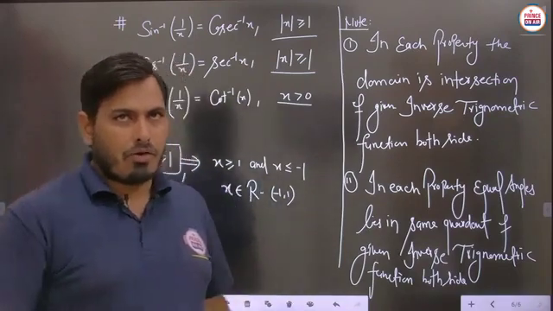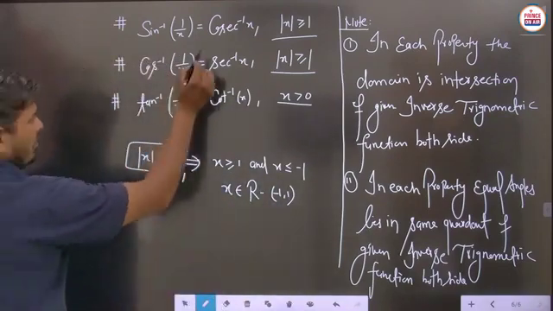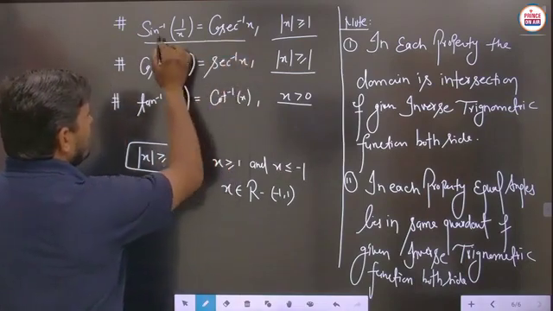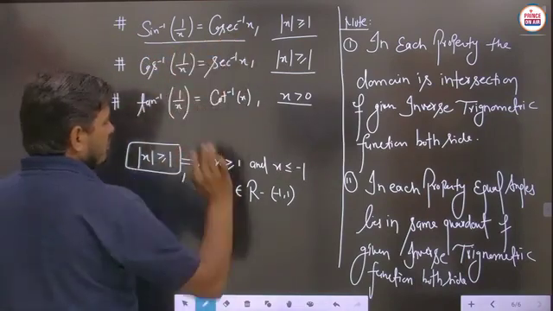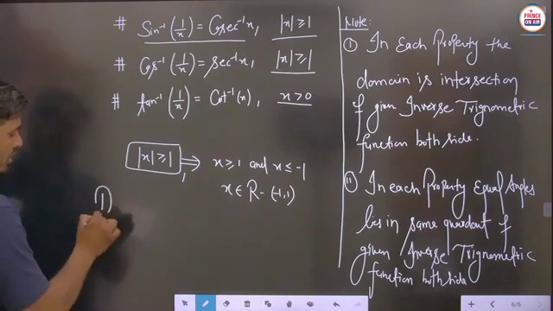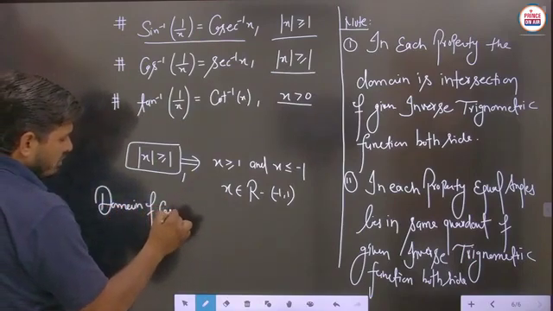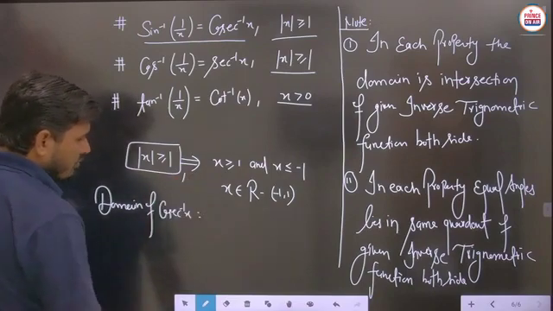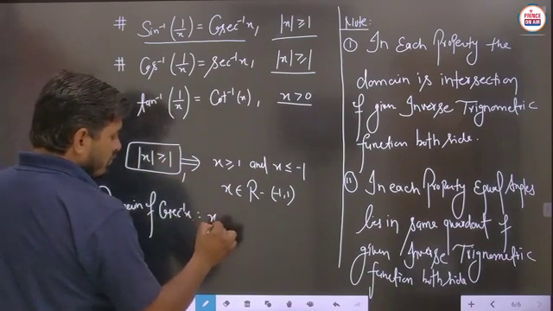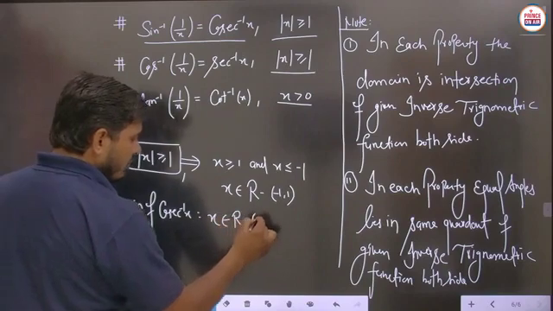Now student, in this particular property, first, sine inverse of 1 by x will be written as cosec inverse of x. So you can say that the domain of cosec inverse of x, I think each and every student knows very well, is x belongs to R minus (minus 1, 1). No problem.